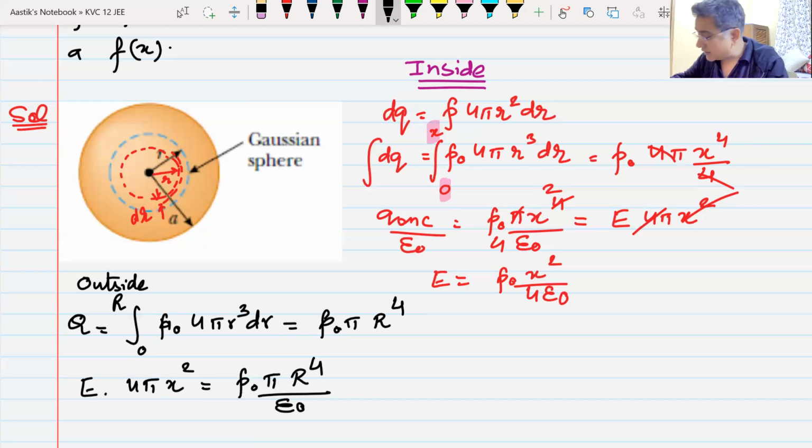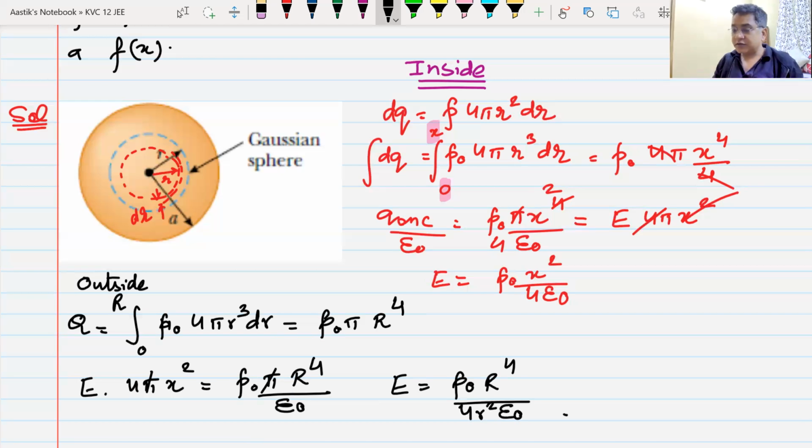That is the answer for electric field outside, my dear friends. Pi and pi will get cancelled. Terms are like that. Just a small change. Electric field now becomes rho naught R raised to the power 4 by 4 small r square into epsilon naught. Do we understand this? Yes, sir. Understood, sir. Okay. Well done.